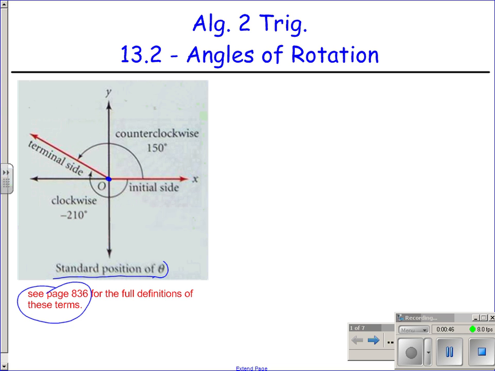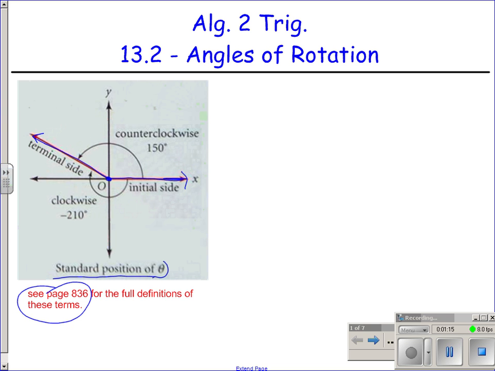Basically, the vertex of the angle is going to be at the origin. The initial side is going to go right here on the positive x-axis. And the other end of the angle is called the terminal side. So that can be anywhere. It does not have to fall into a right triangle. We're going to form a right triangle, but we're just talking about any angle measurements, okay? The section says angles of rotation.